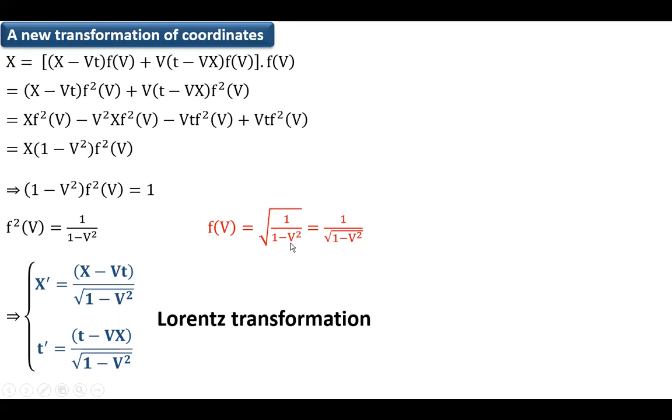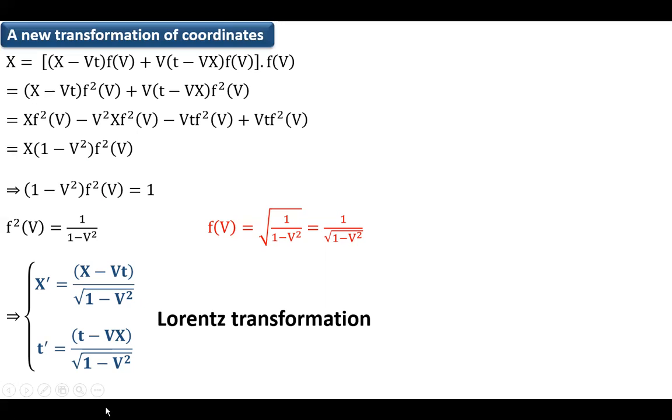Of course, we are taking the positive radical. There's no sense to take the minus sign here. It has no physical meaning. So our new transformation is x prime is equal to x minus vt times f of v, so it's times 1 over the radical of 1 minus v squared. So it's x minus vt over the radical of 1 minus v squared. And t prime, which is t minus vx, times f of v, so it's t minus vx over the radical of 1 minus v squared.